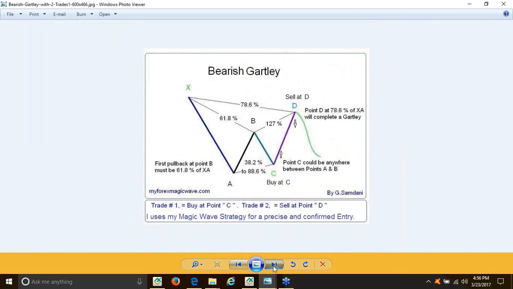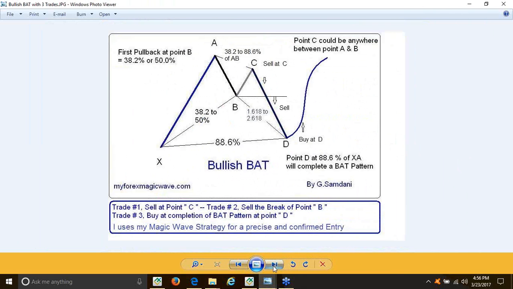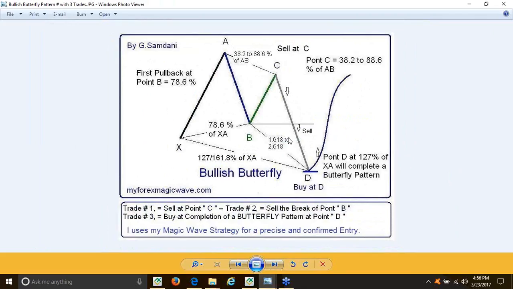I want a bullish. Here, see the D point: it didn't stop here, and the move didn't go up. The move went up, but only after going below this. The D point will finish now at either 1.27 or 1.618, and then this pattern is called a bullish butterfly.